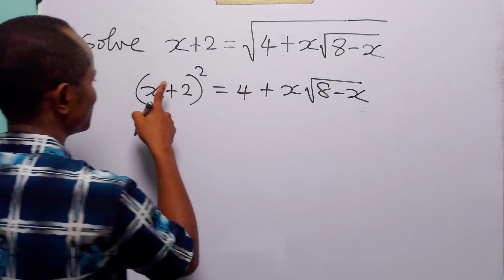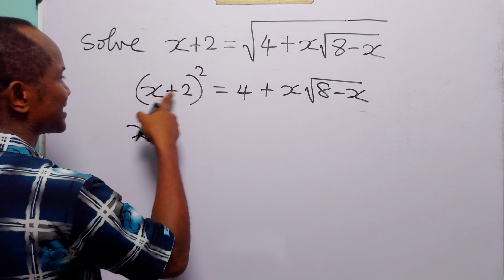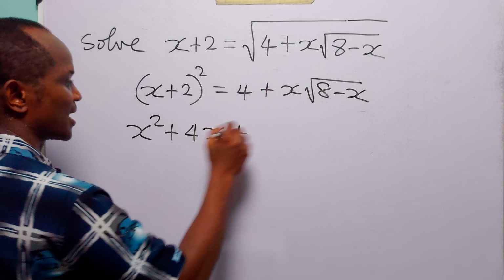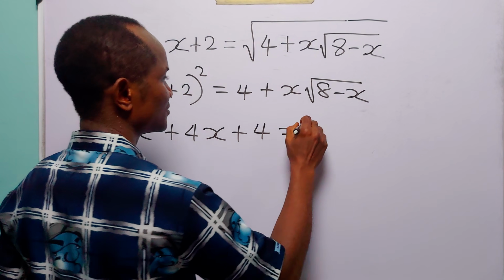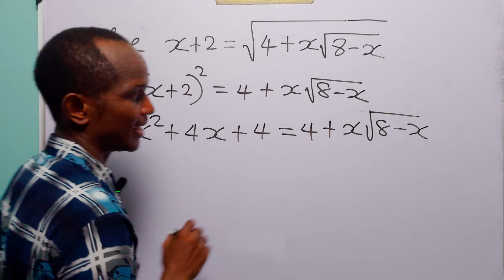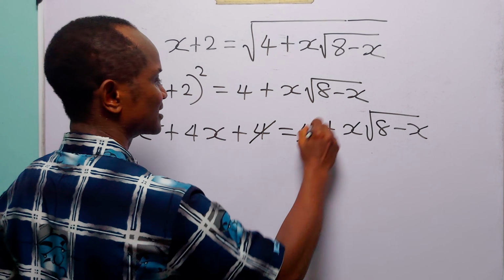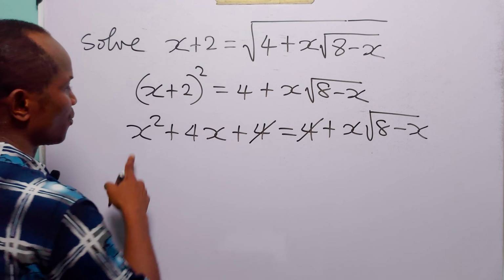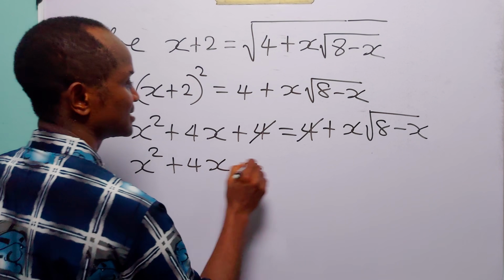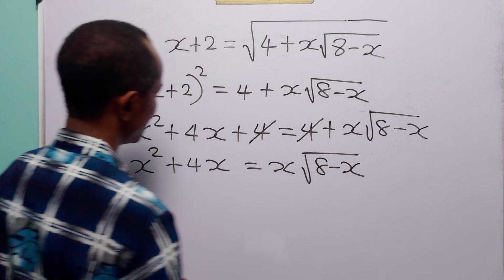Now, when we open this bracket, we have x² plus 2 times x times 2, that is 4x, plus 2², which is 4. And this is equal to 4 + x√(8 − x). Now notice that we have 4 on both sides of this equation, so we can subtract 4 from both sides. When we do that, we are left with x² + 4x is equal to x times the square root of 8 − x.